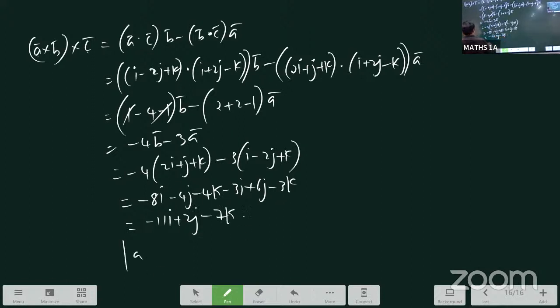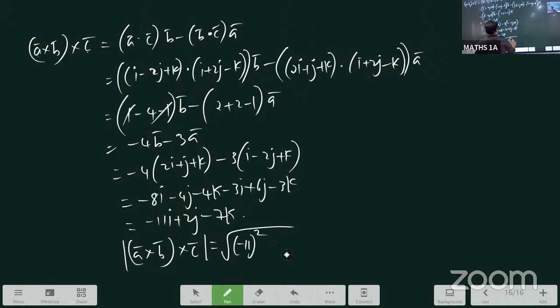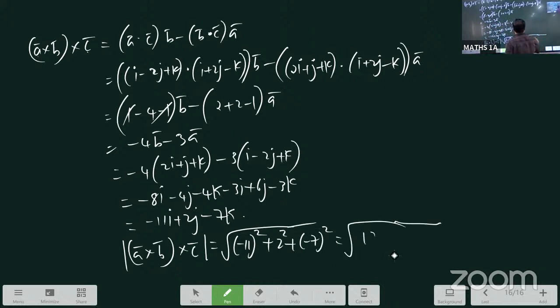Now what is asking actually? Modulus of this vector, that is under root of minus 11 square plus 2 square plus, that is under root of 121 plus 4 plus 49, which is under root of 174. With this, your most important long answers of product of vectors has been done. So in 1A, so far, matrices, everything is done. Vectors also, everything is done, right?